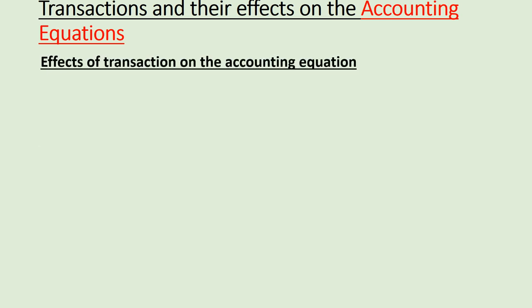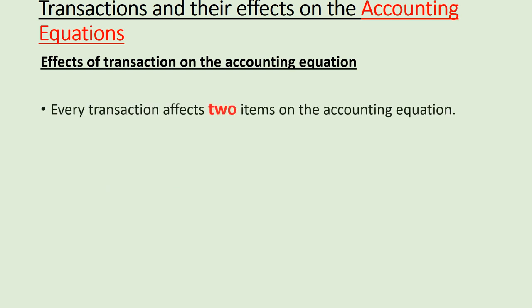Now let's take a look at the effect of transaction on the accounting equation. Every transaction affects two items on the accounting equation. Remember the accounting equation: assets are made of capital plus liability. So whenever there is a transaction, it can affect this and this, or this and this, or this and this. But there are also times when one item is going to be affected twice. So it can be assets being affected twice. In the first scenario, the assets are going to increase. In the second scenario, the other type of assets are going to decrease.